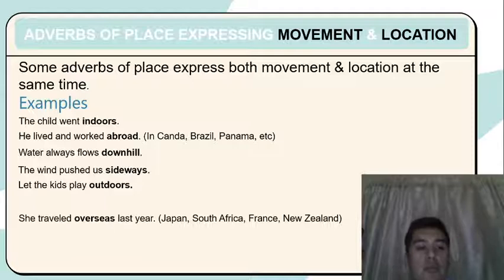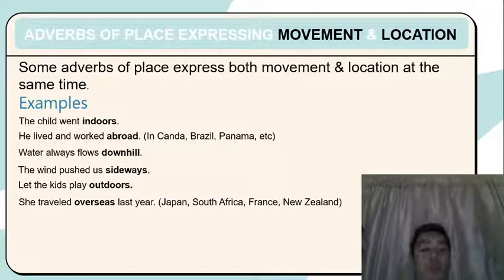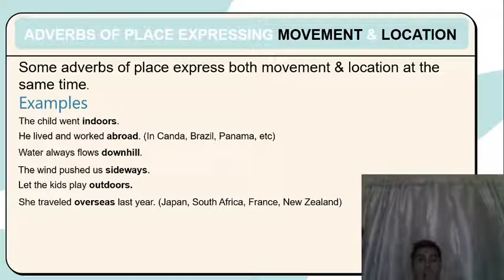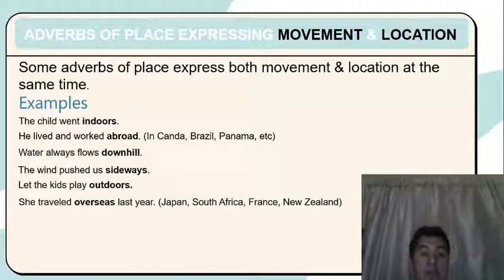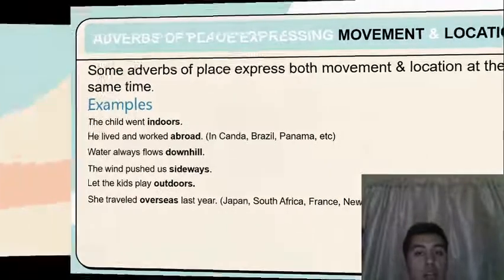She traveled overseas last year. Overseas is across the sea. What is it? It's not in the same continent as you live. For example, Japan, South Africa, France, New Zealand. Those countries are across the sea. So in that instance, you can say overseas.